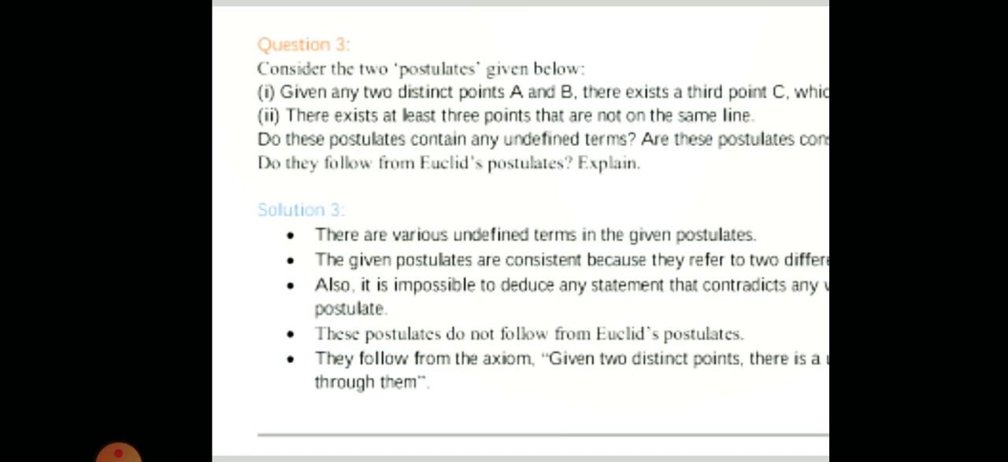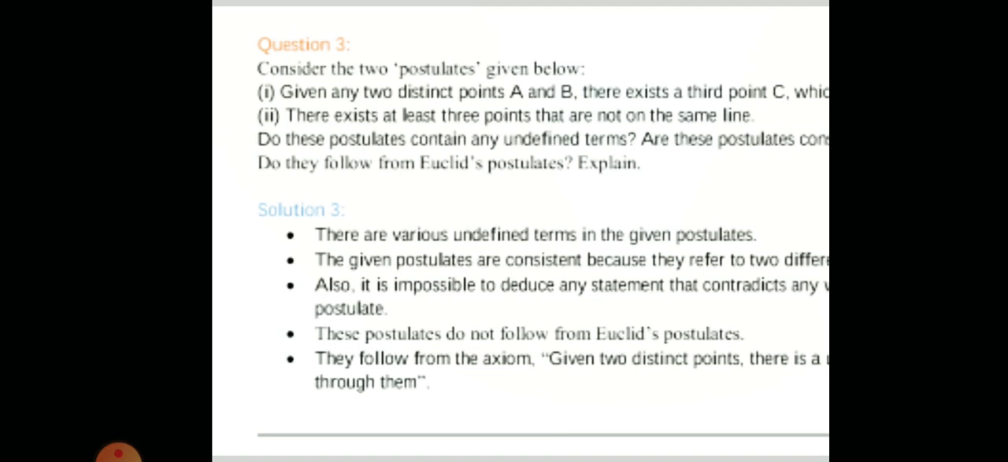There are several undefined terms which can be listed. Postulates 1 and 2 are consistent because they deal with separate situations. Postulate first states that given 2 points A and B, there is a point C which lies on the line in between them. Postulate second states that for given 2 points A and B, we can take a point C which does not lie on the line joining A and B.